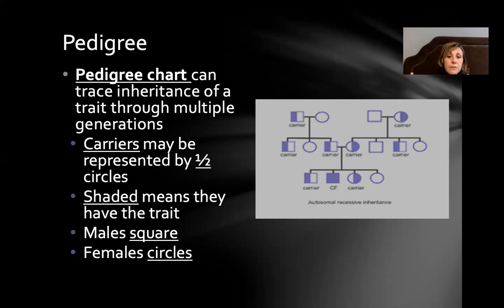So carriers have half circles. Shaded means they have the trait. And males are squares, females are circles. This line in between represents a marriage or a coupling. So this male, this female, this male's a carrier. They had 3 kids. 2 out of their 3 kids were boys, and both boys were carriers.